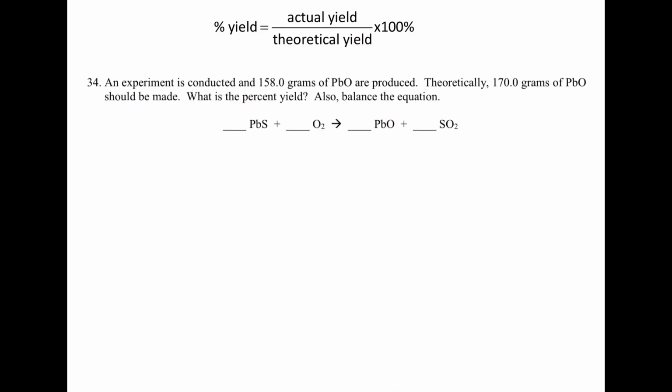Okay, so for the last question, it says an experiment is conducted. So as soon as it starts talking about an experiment, that's your giveaway that the number it's referring to would be what we would call an actual yield.